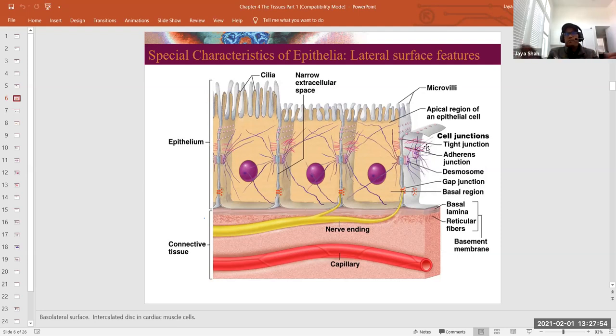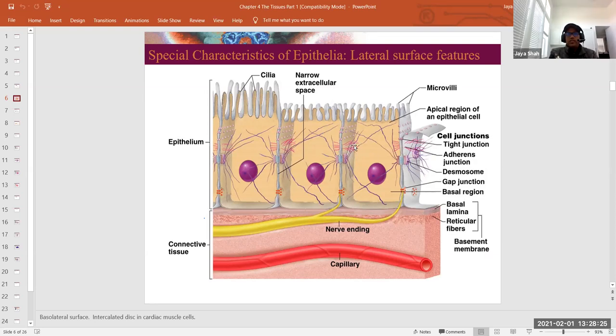Then there is the clicker-like one, where you have a thread stitching the plasma membranes of two cells together. That is the adherent junction. Then there are thick protein fibers, protein molecules, with fibers clicking them together. That is desmosomes. And then there are hole-like structures called gap junctions, okay? Tight junctions do not allow anything to move from this cell to this cell.